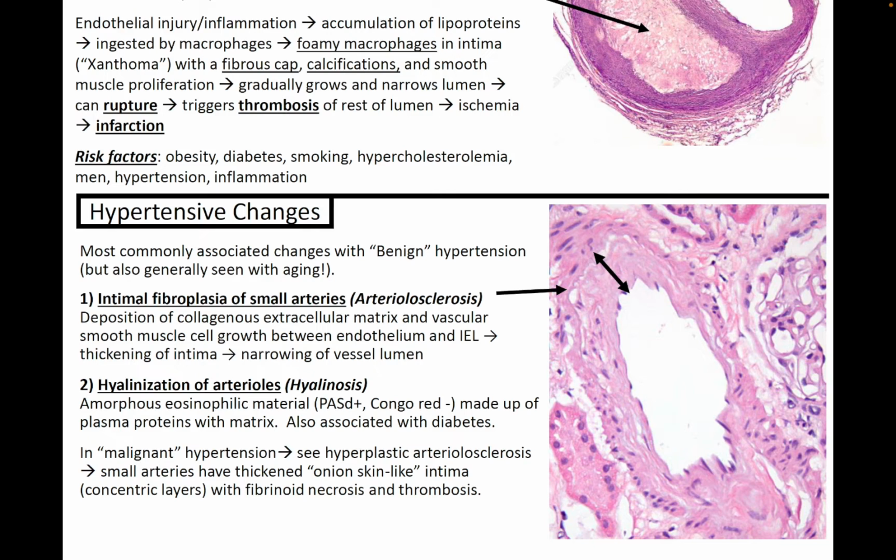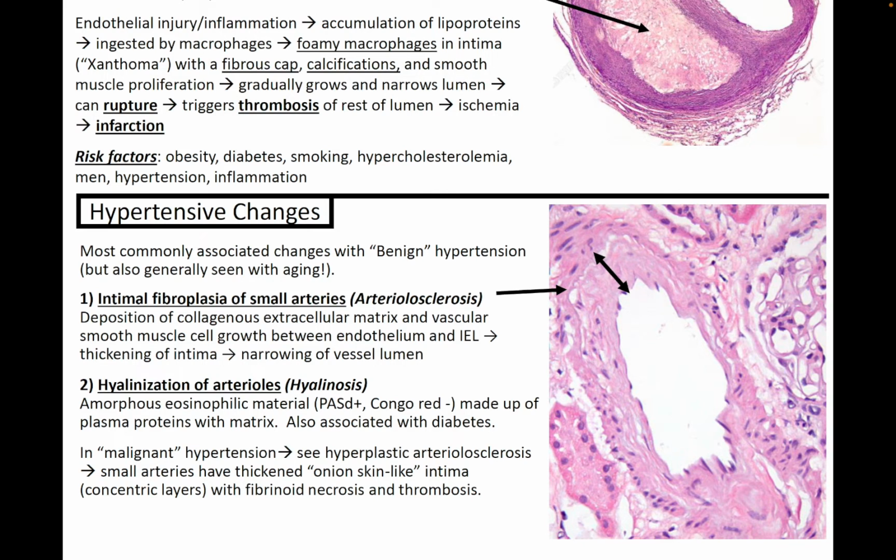Secondly, you can also have hyalinization of the arterioles, or hyalinosis, which again is amorphous eosinophilic material, PAS-D positive, Congo red negative, made up of plasma proteins with the matrix, and it's also associated with diabetes. In malignant hypertension, you can see hyperplastic arteriosclerosis, leading to small arteries that have thickened and have an onion skin-like intima or concentric layering pattern with fibrinoid necrosis and thrombosis.